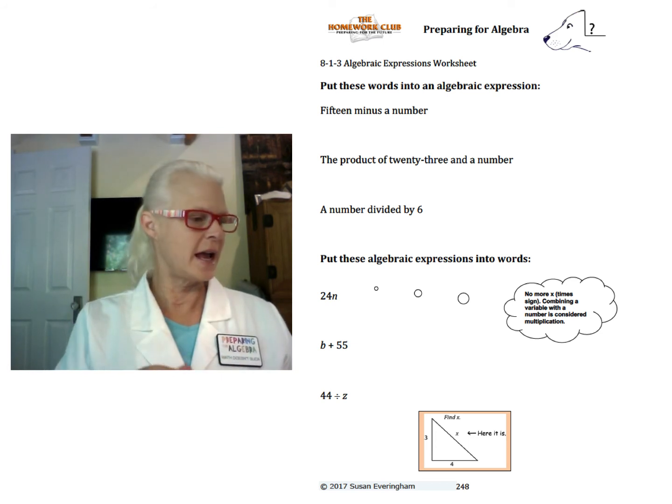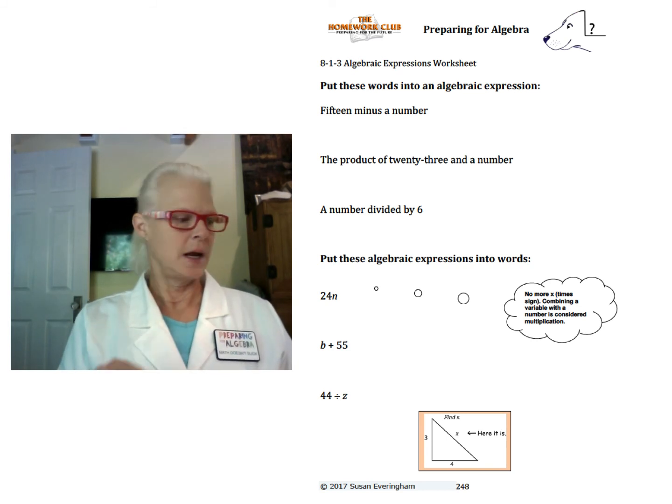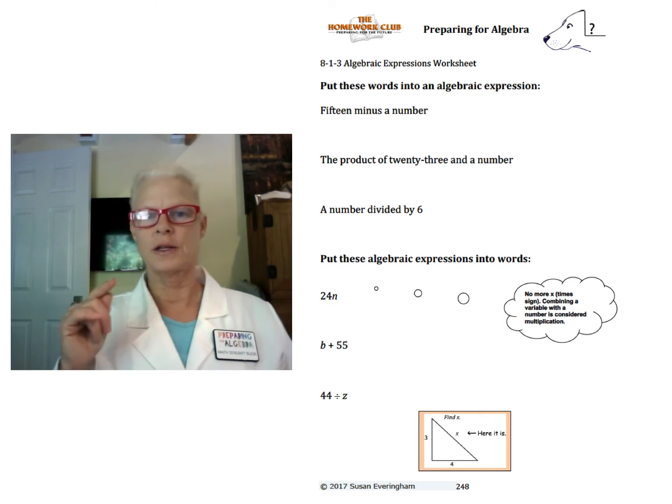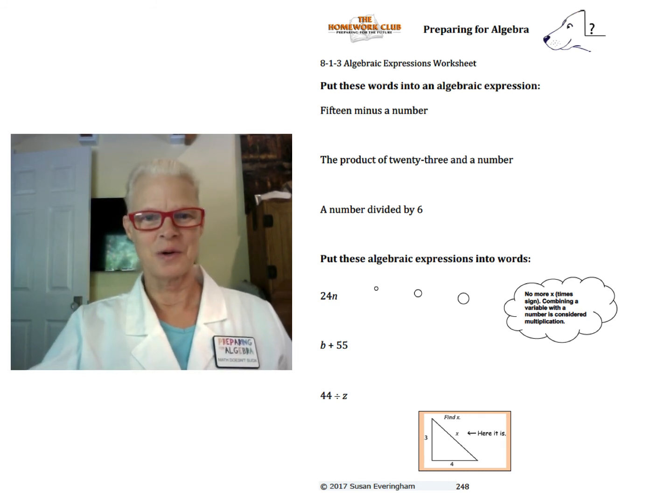So go ahead and go 15 minus a number, make that an expression, and also 24 times n, you can write that as 24 times n. Okay, we'll go on to the next page.